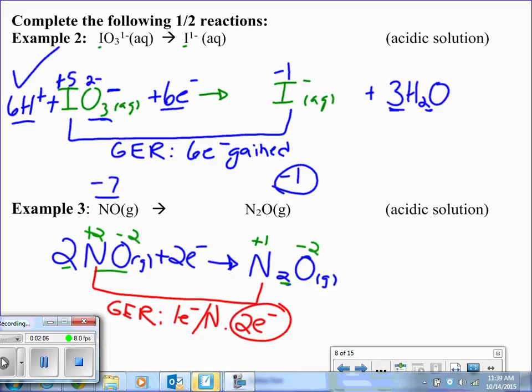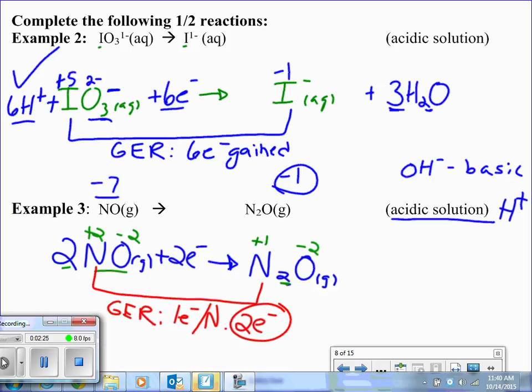Step 5, we balance the charge. So is this an acidic or basic solution? The question tells us it's acidic, so that means I'm allowed to add hydrogens wherever I need. If it was basic, we would use OH minus.